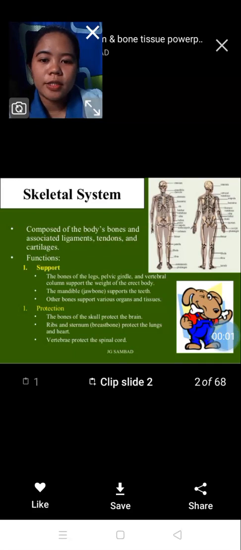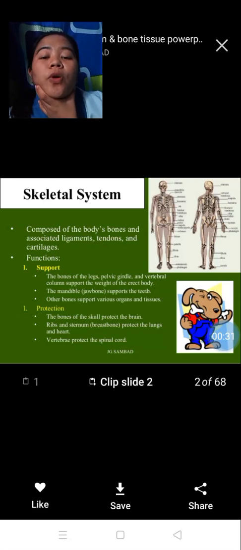We have here the skeletal system. The skeletal system is composed of the body's bones and associated ligaments, tendons, and cartilage. Its function is to support: the bones of the legs, pelvic girdle, and vertebral column support the weight of the erect body. And the mandible or jawbone supports our teeth, and other bones support other organs and tissues.